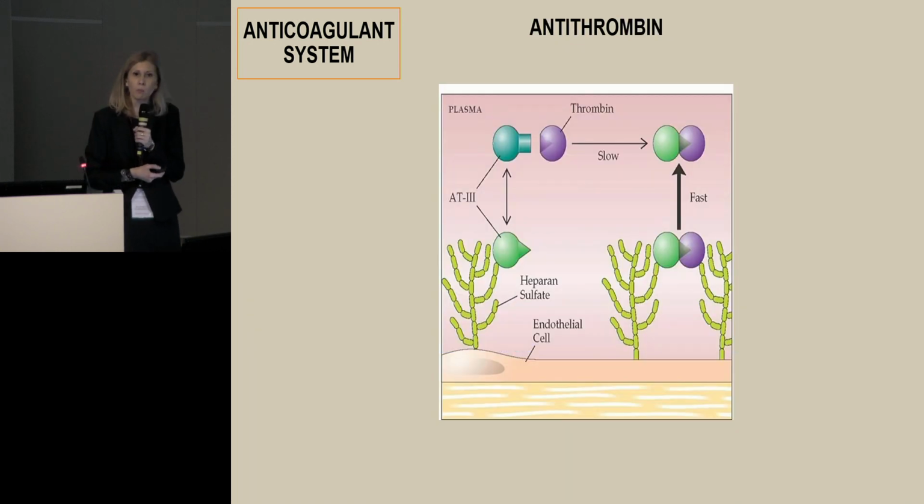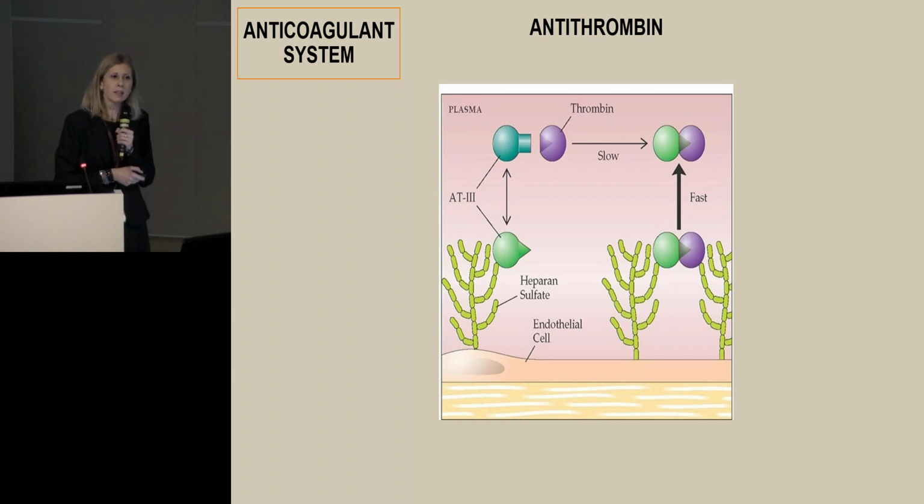Antithrombin is the most important inhibitor of thrombin and also inhibits factor 10, and in much smaller amounts inhibits factor 9 and factor 7. And actually the action of antithrombin is quite slow, but when it comes in contact with heparin or with this heparin sulfate, which is found on the surface of the endothelial cells, the action of antithrombin becomes 1,000 times quicker and will inhibit thrombin more efficiently.